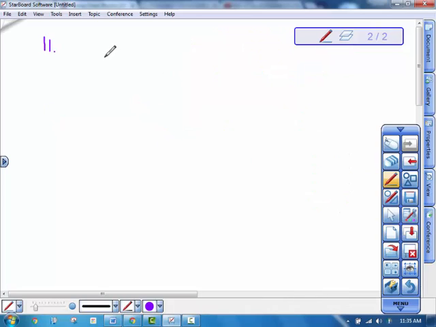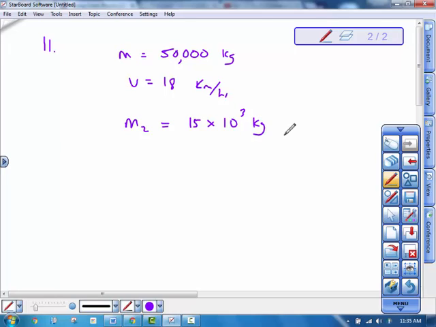Next question, number 11, says a loaded freight car of mass 50 times 10 to the third, so 50,000 kilograms, is moving at the speed of 18 kilometers per hour along a straight and level track. It collides with a stationary empty freight car, and that freight car, I'll call mass 2, has a mass of 15 times 10 to the third kilograms. The 2 boxcars lock together afterwards, and question A wants us to answer, what is the velocity of the moving pair of boxcars after the collision?